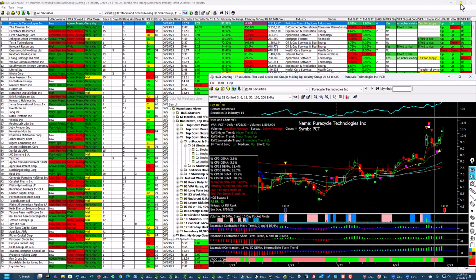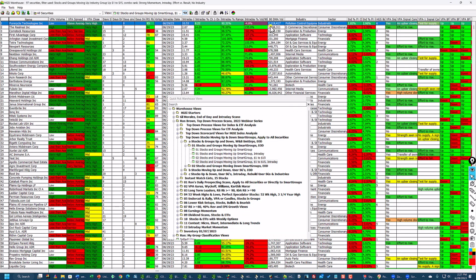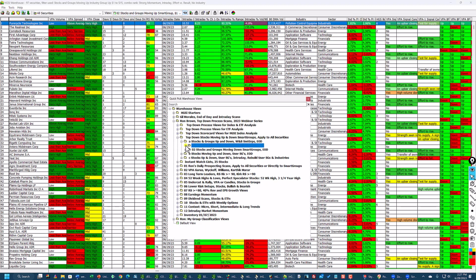So you can get a lot of information just by looking up here at these views, and this is why I'm standardizing on this view. Relative strength is very important, as I said. The VPOC's important, and I like to see what the groups are doing too, and that information's here, 1 day and 5 days.